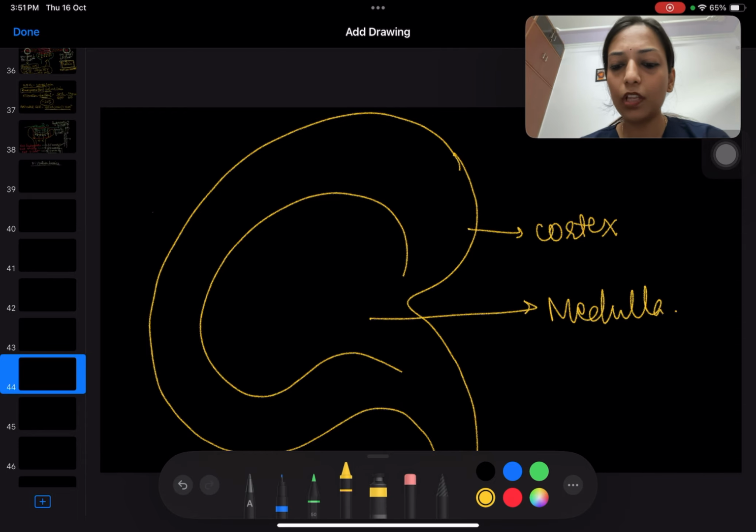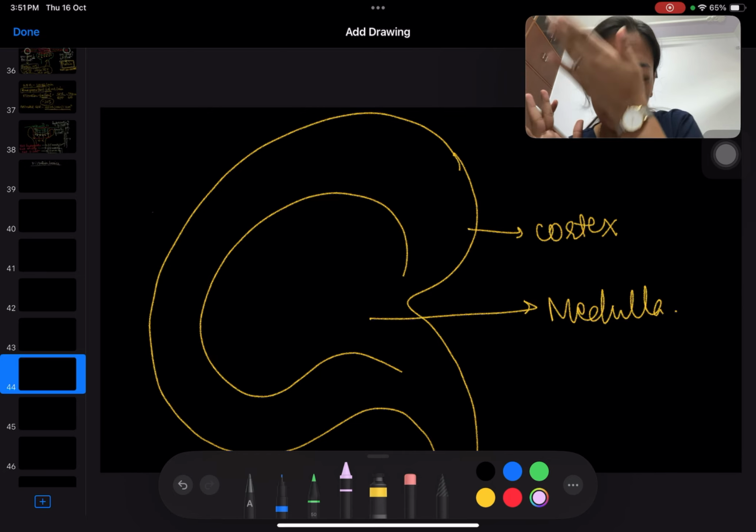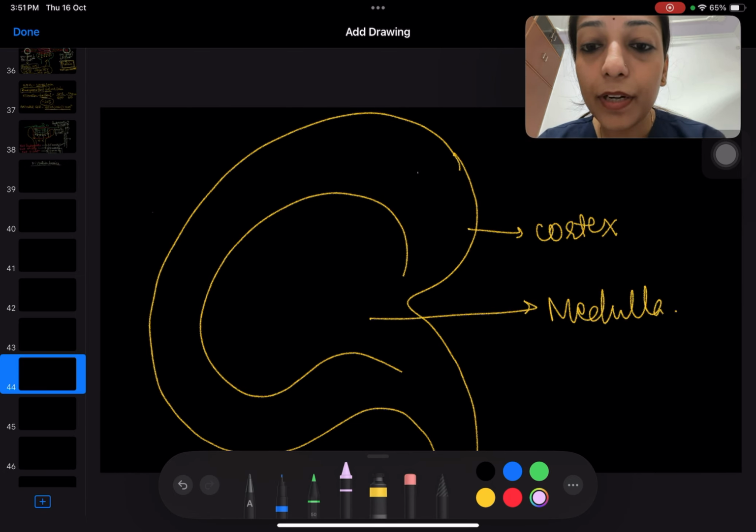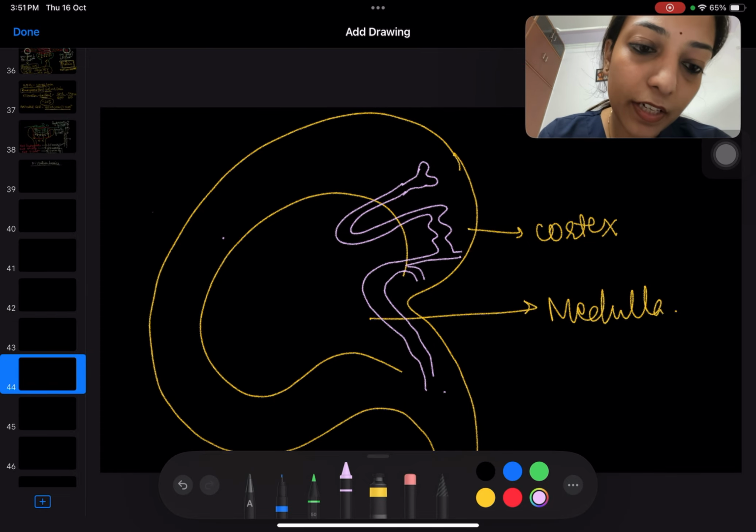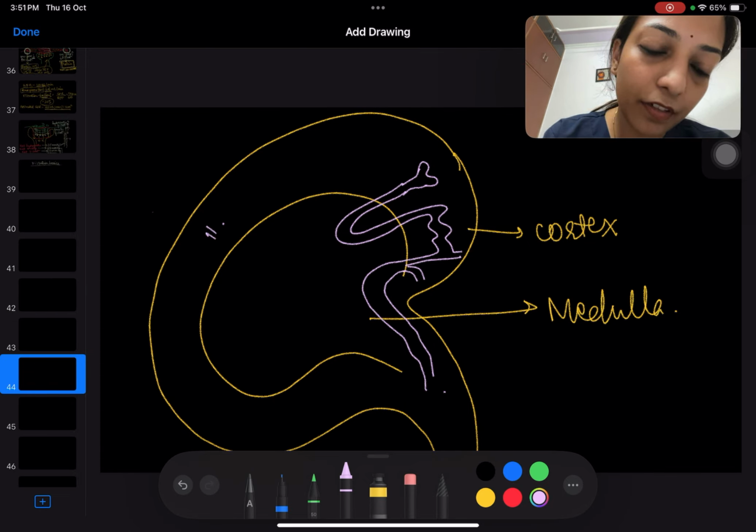Now, this is my imagination. I might be correct. This is the Bowman's capsule. This is the PCT. This is the loop of Henle. This is the DCT. And then this is the collecting duct, which takes from others also. See, I'll make another one, right? Guys, this is the collecting duct here.